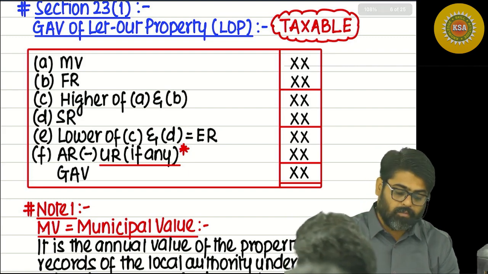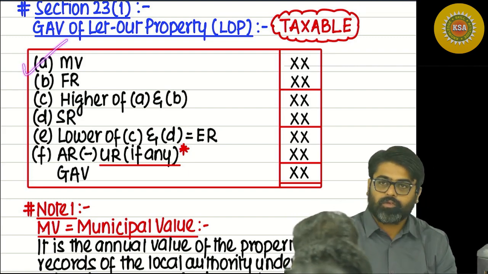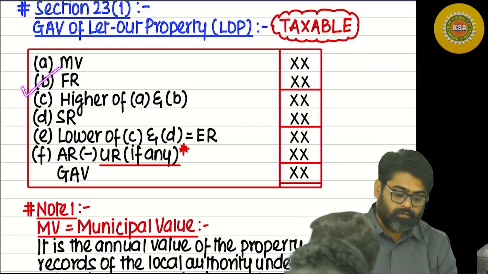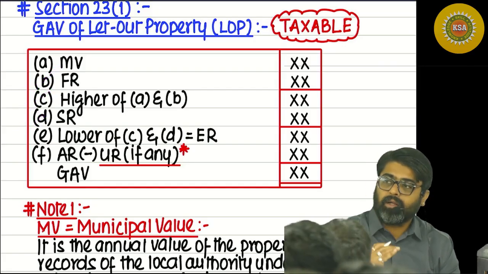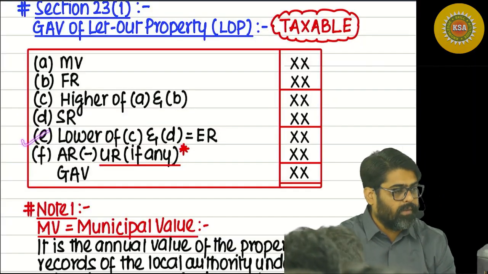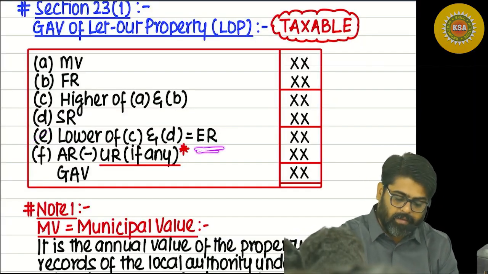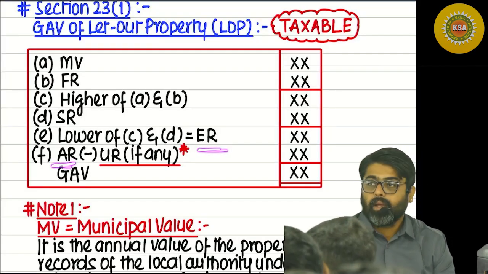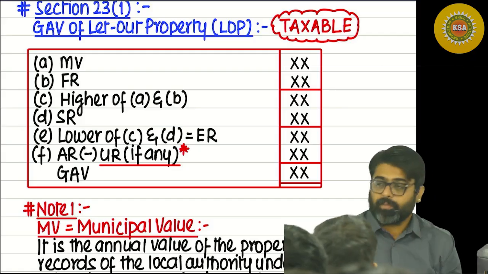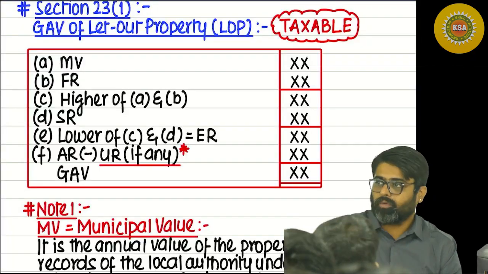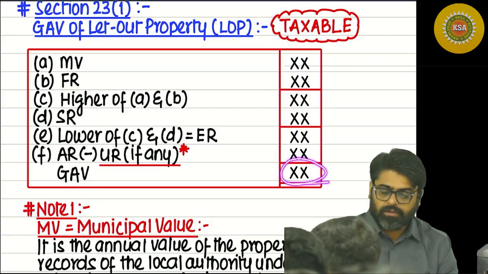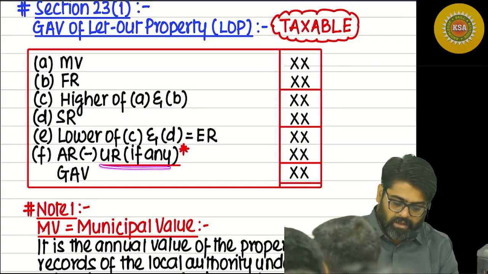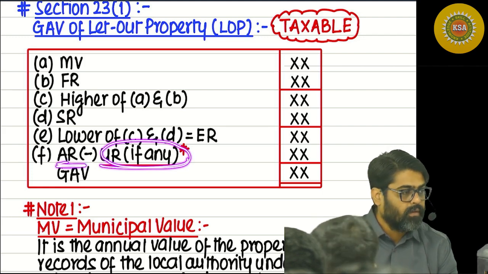For let out property, we'll start from municipal value, then fair rent, whichever is higher. The higher will be compared with the higher or standard rent, whichever is lower. The lower will be expected rent. Now, this expected rent will be compared with actual rent. Both will be compared. And after comparison, we'll get GAV.